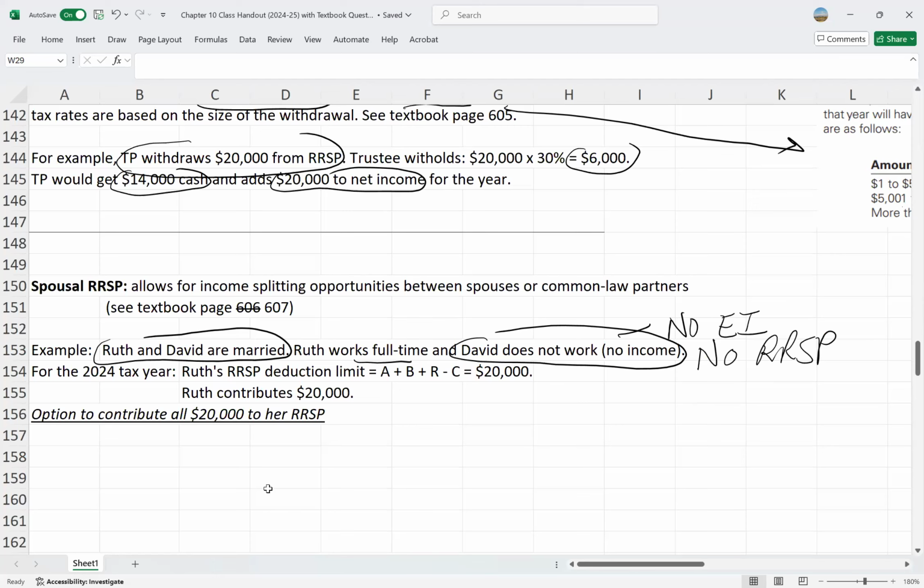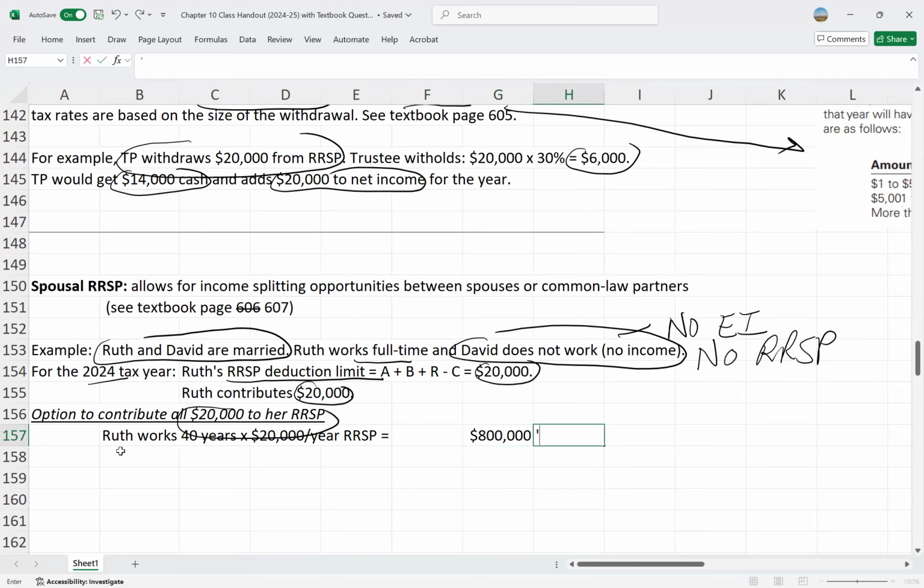So let's just look at this if Ruth was just to put all the money into her RSP. Let's say for 2024, Ruth does her calculation, A plus B plus R minus C, it's 20,000. And she contributes 20,000 all to her own RSP. So it's just going to be put into her RSP. And let's just say for simplicity's sake, Ruth works 40 years times 20,000 per year for her RSP. And so at the end of 40 years, she's going to have 800,000.